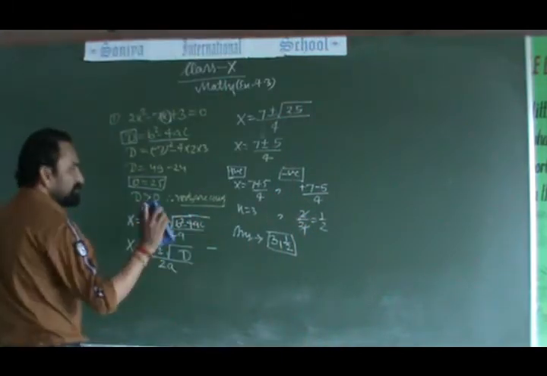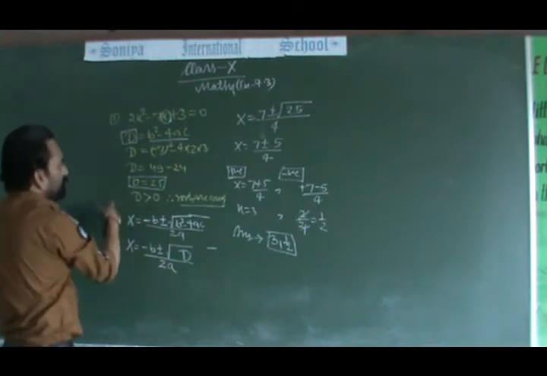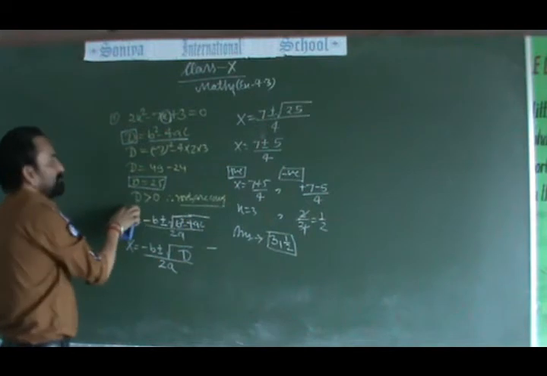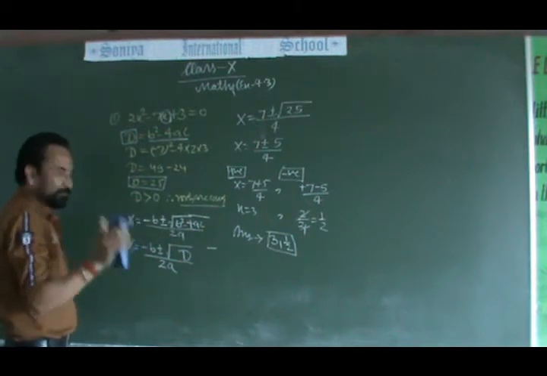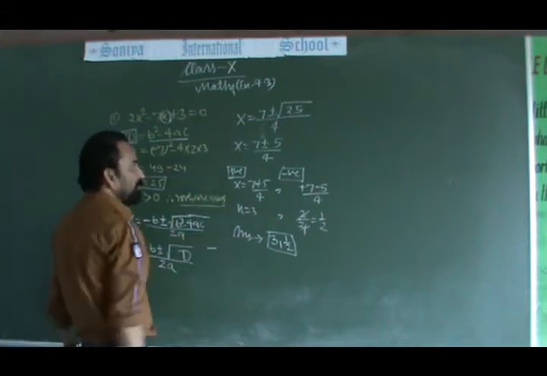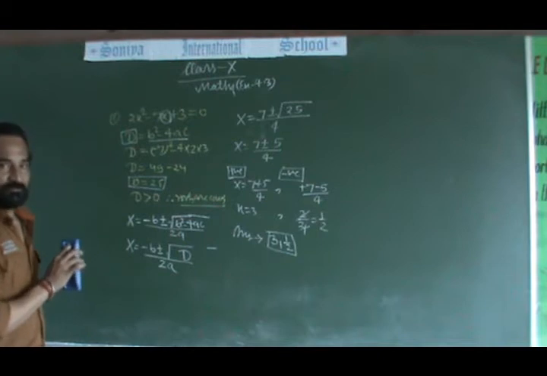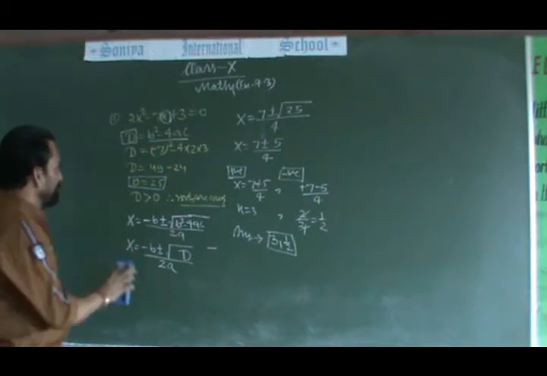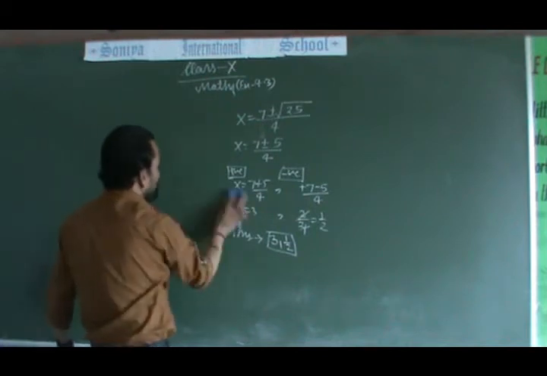In the first question, it is only asking whether roots exist or not. So you have to only solve up to this. But since D is greater than 0, the roots are real, and we will find the value of the roots. I hope you have understood this question very clearly. Now I am approaching the next question.